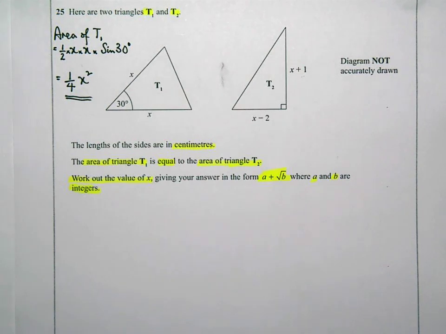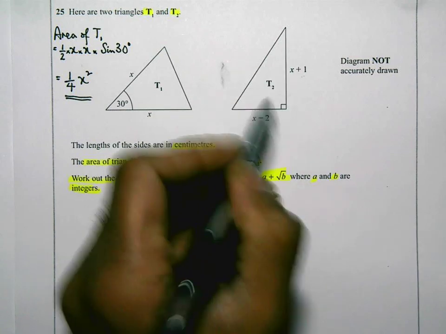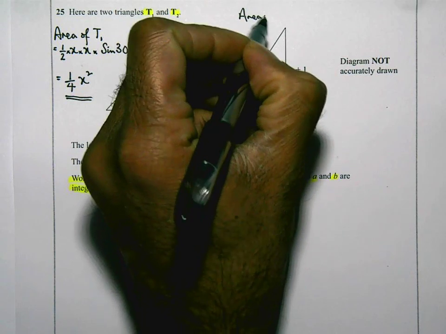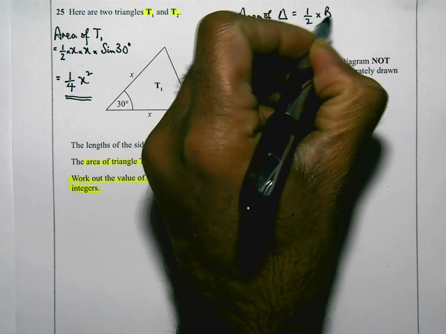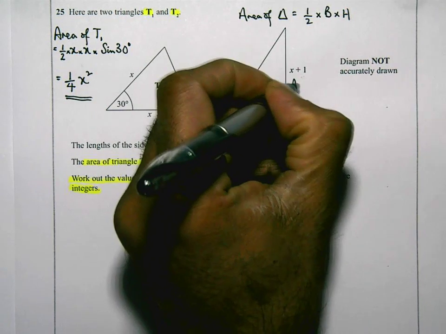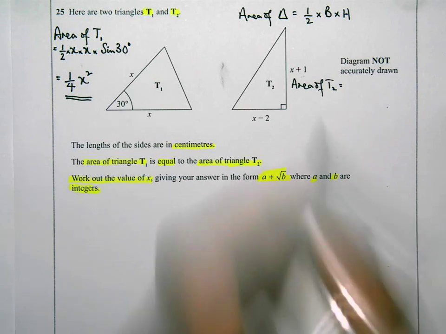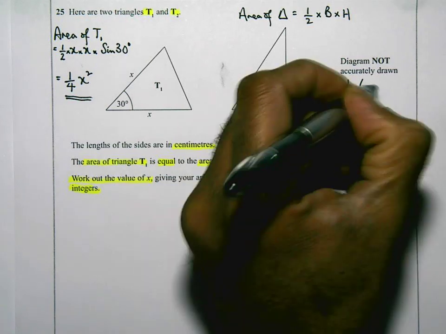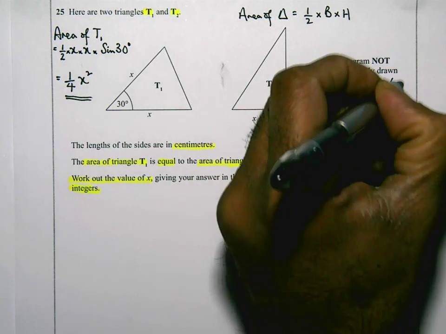I'm going to now work out the area of T2. Now, T2 is a standard triangle. I know its height and its base. It's a right angle triangle. So the area of a triangle is a half times base times height. Okay, so area of T2 is going to be a half times the base, which is x minus 2, times the height, which is x plus 1.